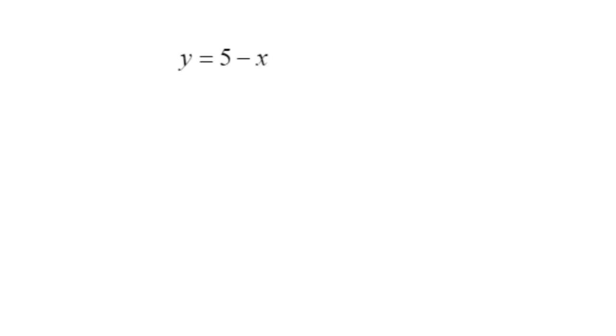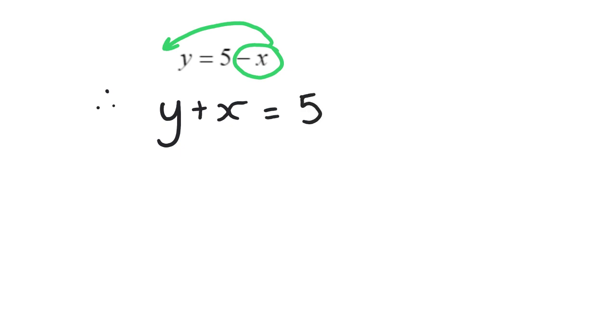Okay, so the layout of the working and the thinking behind this is we have y equals 5 minus x. We want the x on the left-hand side. The easiest way to get the x on the left-hand side in this instance, because it's a negative, is just to add it. So rather than flipping and allowing us to have a negative x, we just add the x. So that minus x here is going to move to the left-hand side. So we're going to have y plus x, and what it's going to leave on the right-hand side is 5.